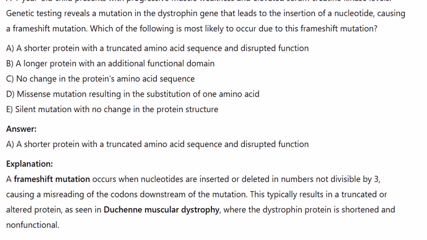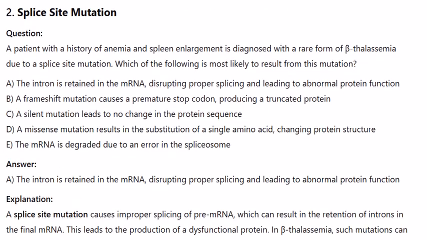Explanation: a frame-shift mutation occurs when nucleotides are inserted or deleted in numbers not divisible by 3, causing a misreading of the codons downstream of the mutation. This typically results in a truncated or altered protein, as seen in Duchenne muscular dystrophy, where the dystrophin protein is shortened and non-functional. 2. Splice site mutation.